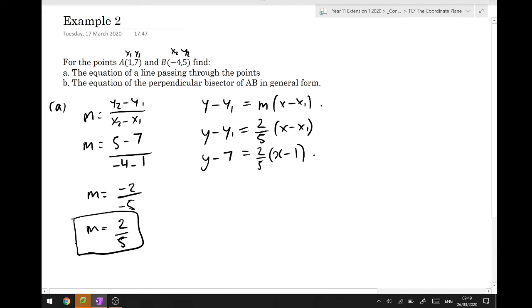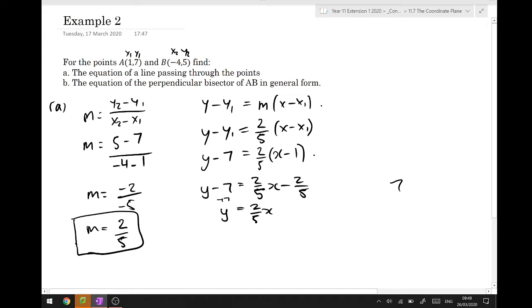And it's a good practice too. So y minus 7 is equal to 2 on 5x minus 2 on 5. Okay, add 7 to both sides, and we'll leave this in gradient intercept form. That gives us 2 on 5x. Okay, and now we know 7.